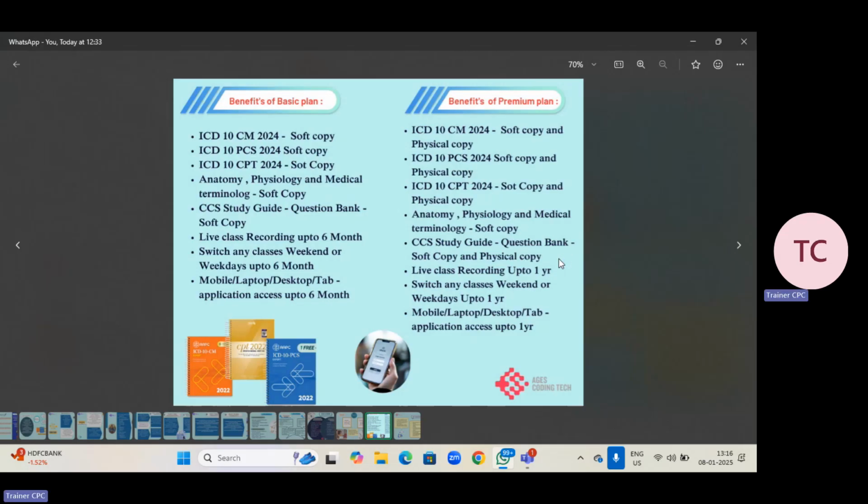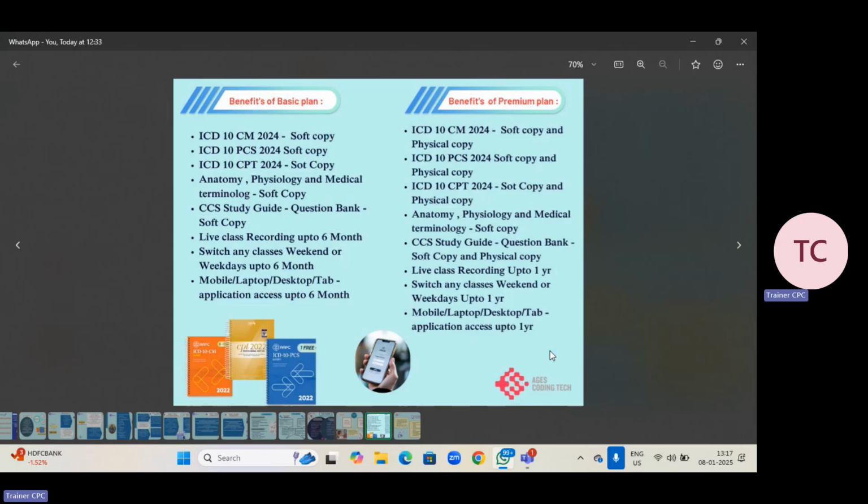And next thing is, if you're opting for offline, but you're not able to continue in offline, you can come online. Or if you have enrolled for online, but if you want to come offline, then you can switch between online and offline, weekdays and weekend. Like that, you can swap the options also. If you are not comfortable with weekends, then you can go with weekdays. If you're not comfortable with weekdays, you can come with weekend. Like that, you can change.